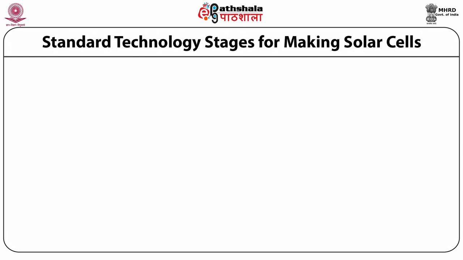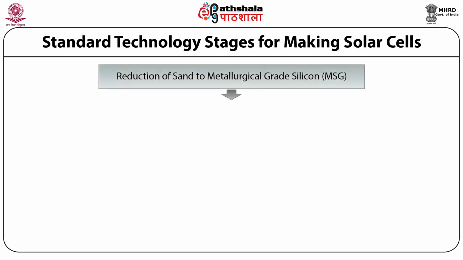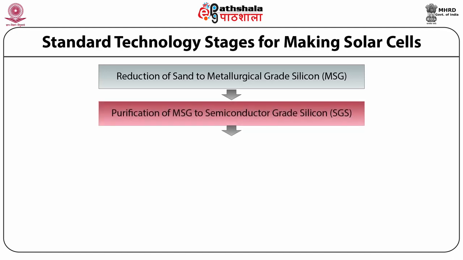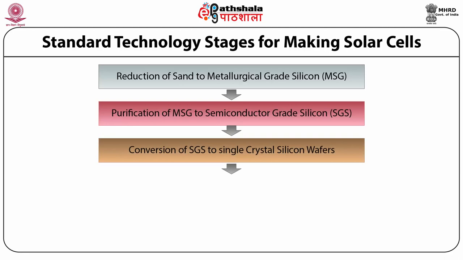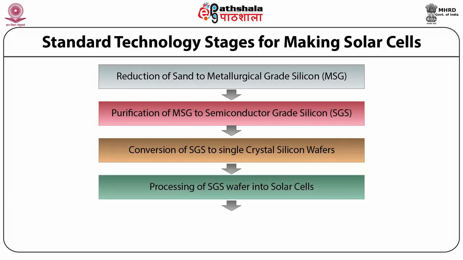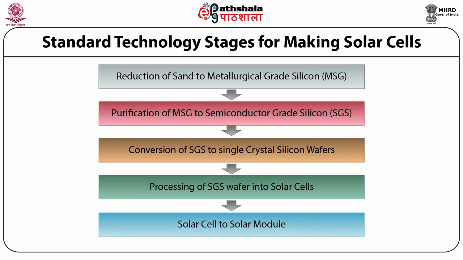So students, let us discuss the standard technology stages for making solar cells. First stage is the reduction of sand to metallurgical grade silicon, that is MGS. Second stage is the purification of MGS to semiconductor grade silicon, that is SGS. Next stage is to convert this SGS to single crystal silicon wafers. Next is to process this SGS wafer into the solar cell. Finally, we will convert our solar cell to the solar module.